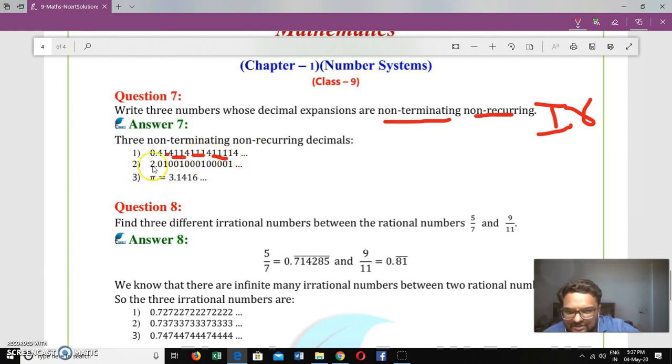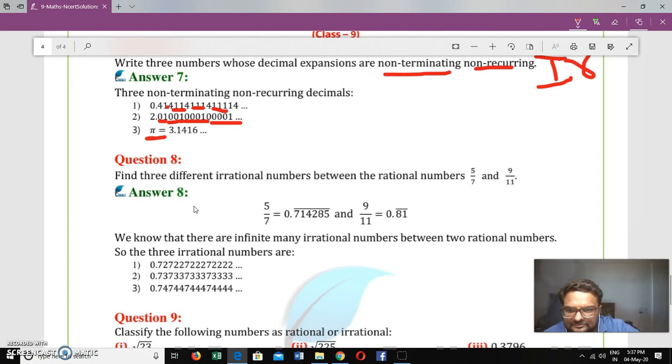It is an irrational number. Another example, 2.01, 001, 0001, and so on, is again another example of an irrational number. And finally pi, we ourselves know that pi is irrational. This is the third example.